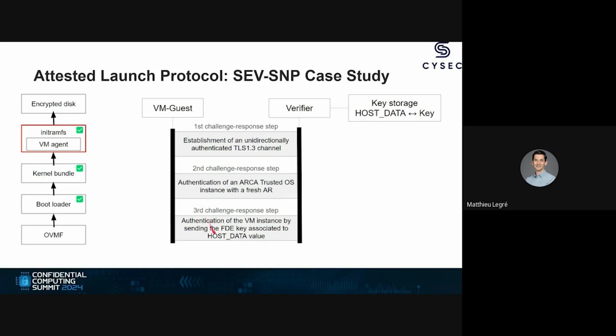Okay, so the third and last challenge response step is that the verifier will send the decryption key to the initramfs, to the VM agent. And if the agent is able to decrypt the disk, then Arca Trusted OS will boot till the end. If the VM agent is not able to decrypt the disk, the process will be aborted. So, of course, the agent will just withdraw the key properly and then abort the boot process. Okay, that's how it works.